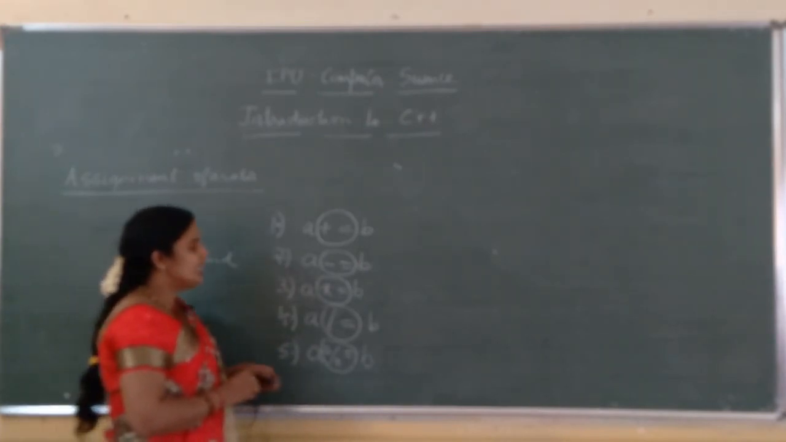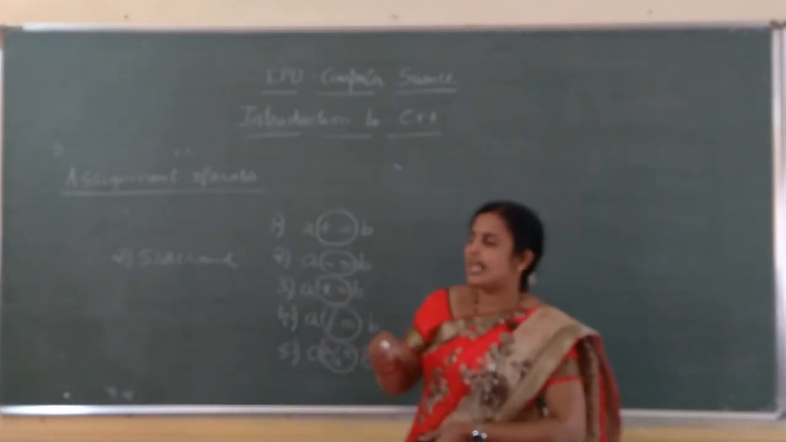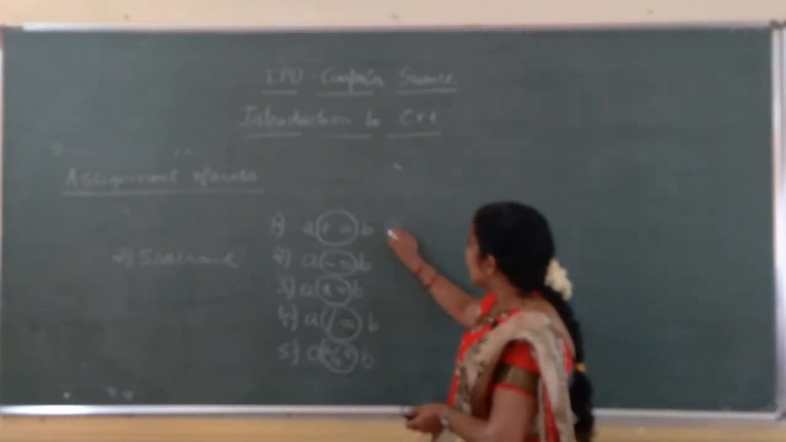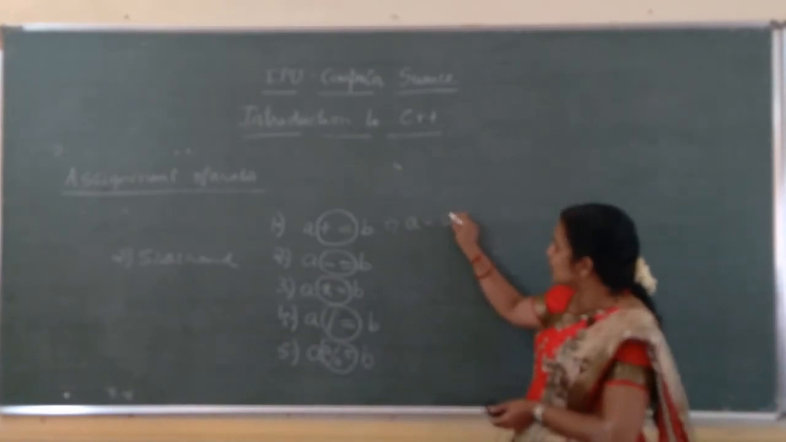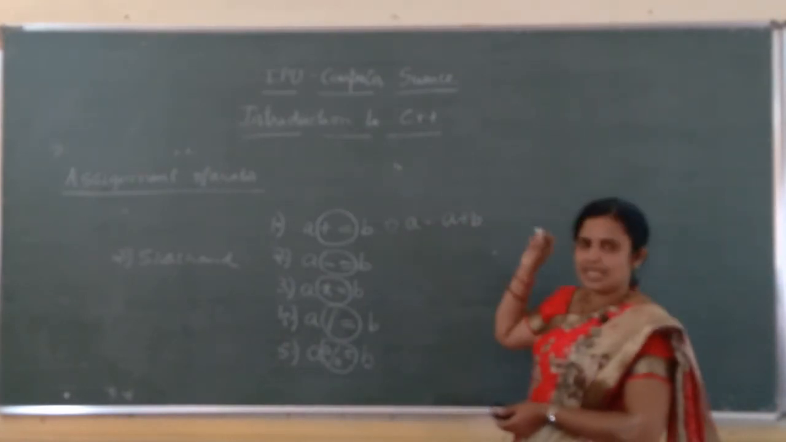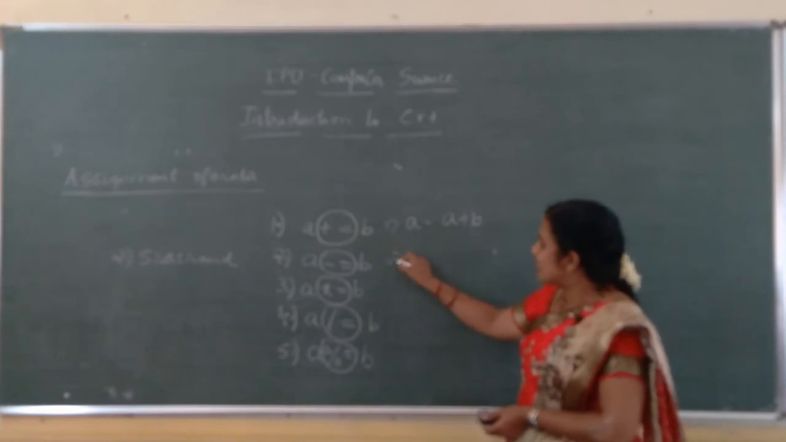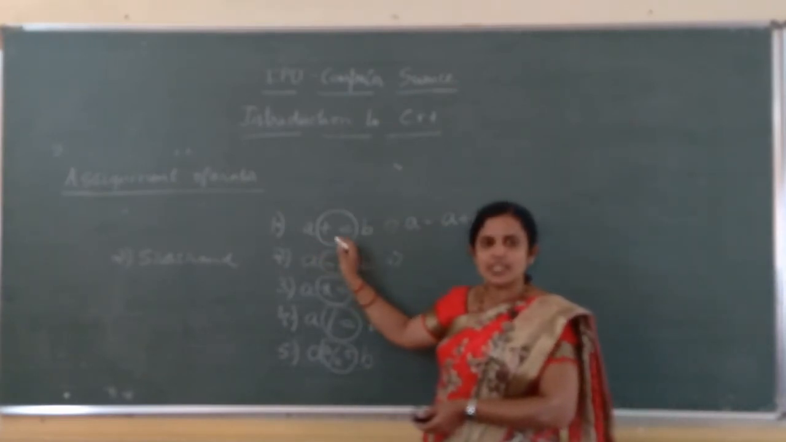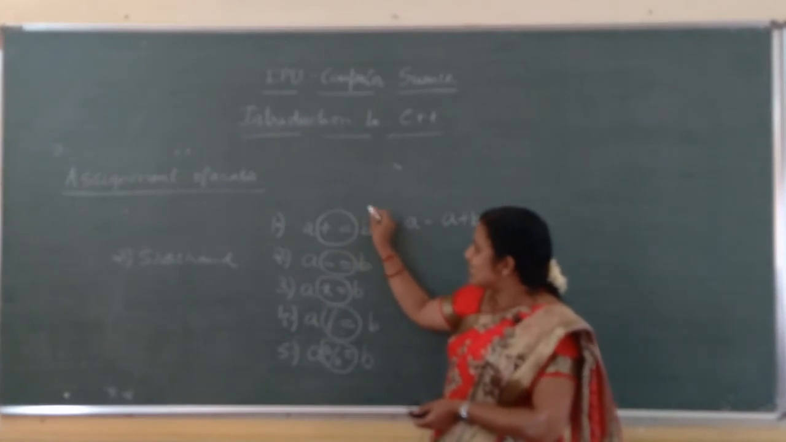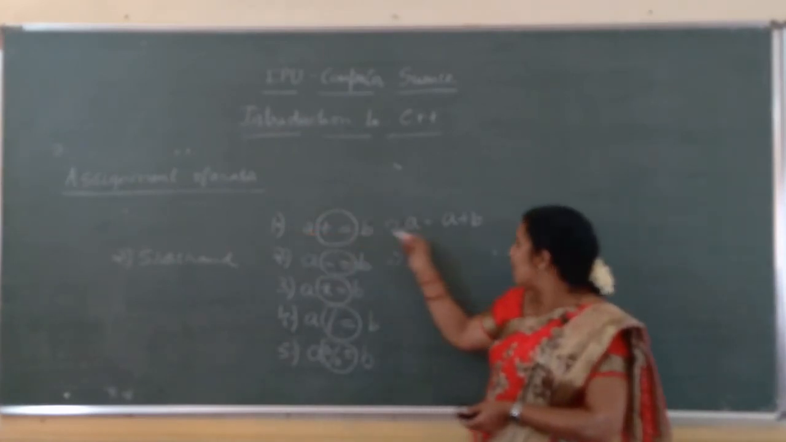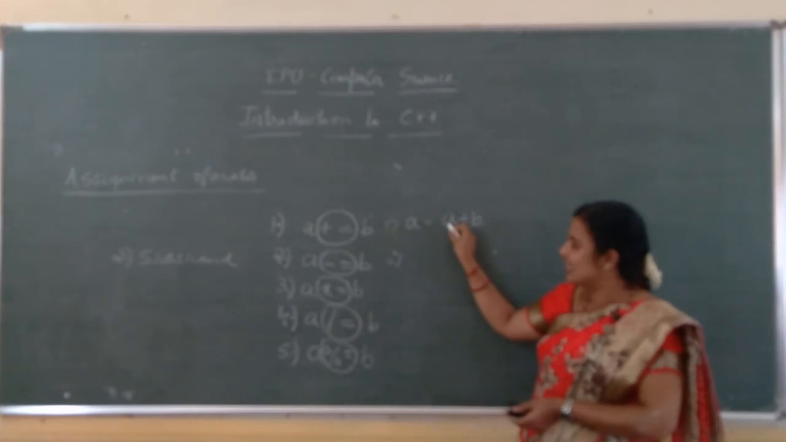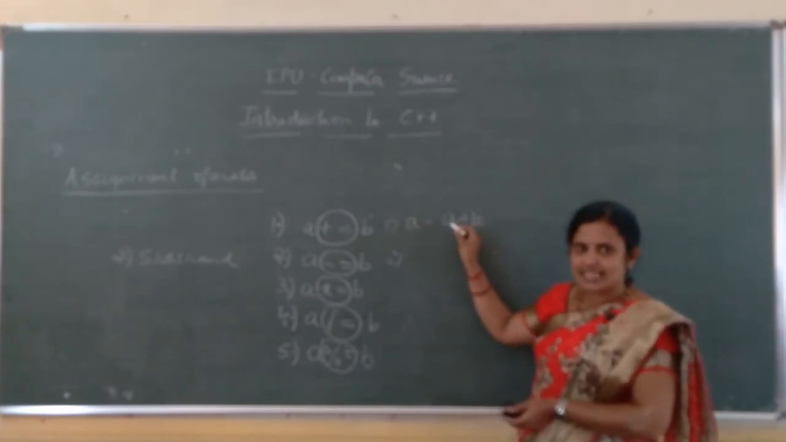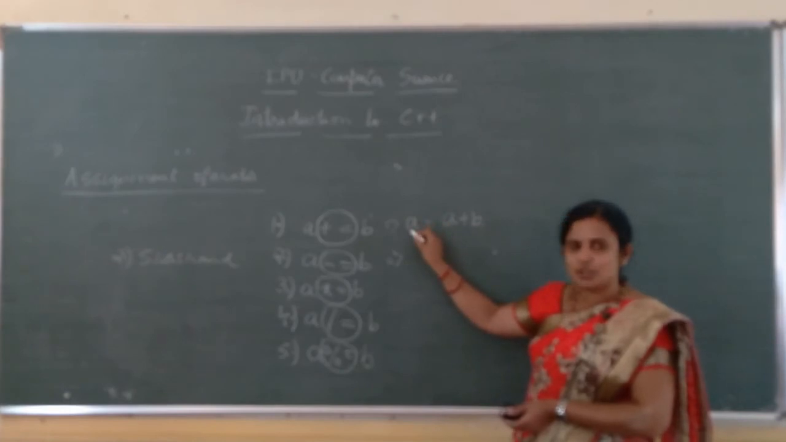Listen, here A plus is equal to B means A is equal to A plus B. That means A plus is equal to B means B is added to A, and the result is stored in A. B is added to A and the result is stored in A.